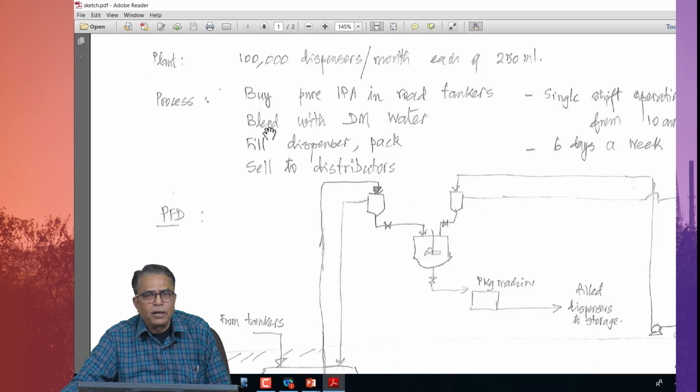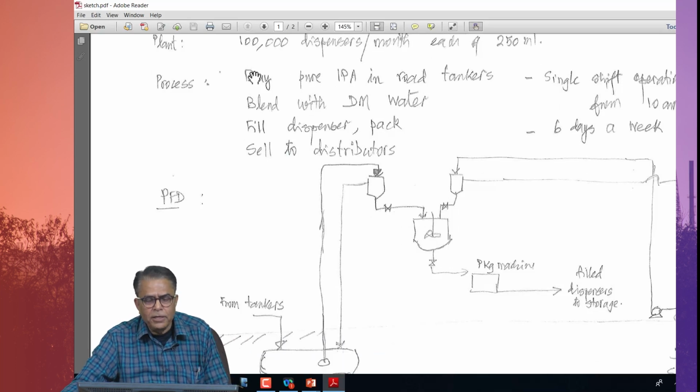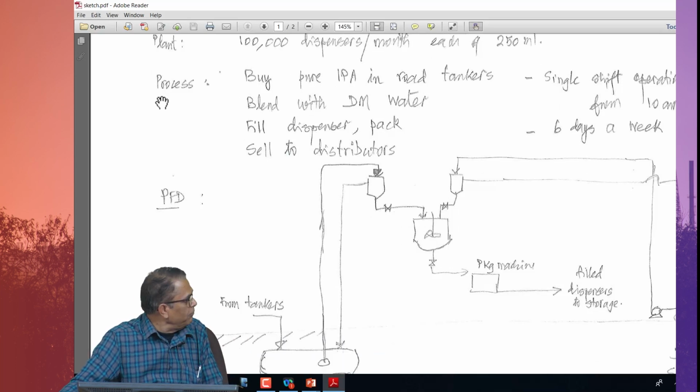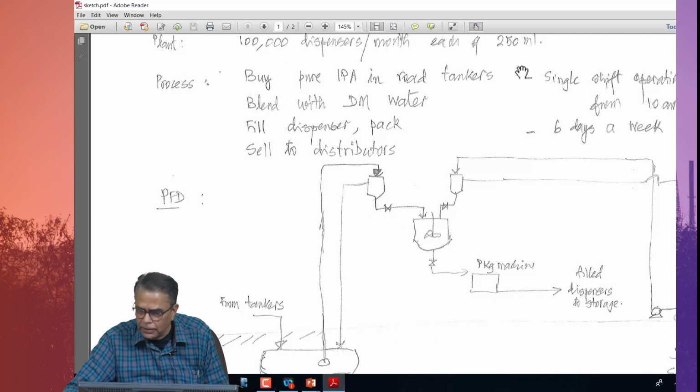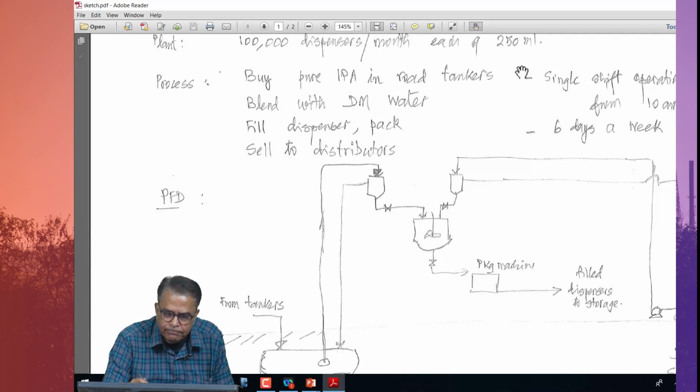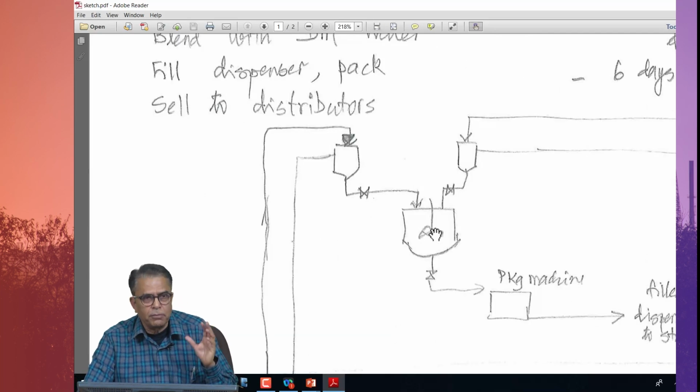Now, the flow diagram I have written down. Here is my blending vessel up there. Can I show this fellow? Yeah. So, that is a blending vessel.